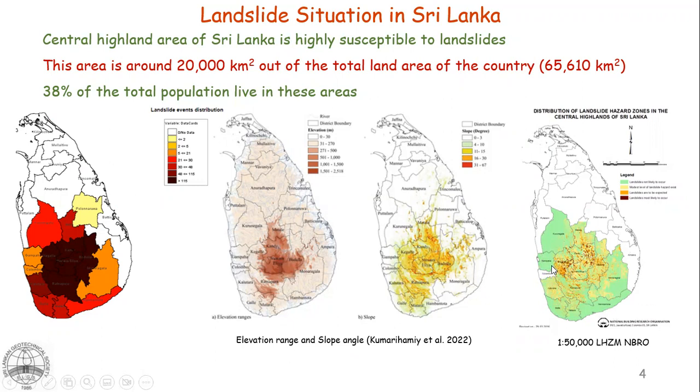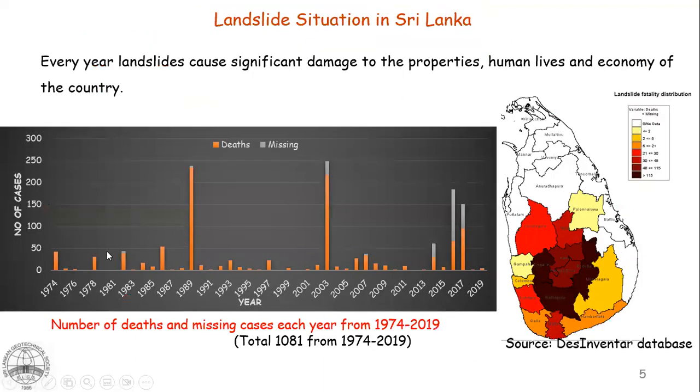The higher risk areas of landslides are in the areas of dark brown, then less in the lighter brown, and in the green areas it is much lower. These 3 match very well with the actual landslides occurring. In Sri Lanka, landslides mainly occur in the central highlands, and they are triggered by excessive rainfall. This is a record of landslide events causing deaths and missing people from 1974 to 2019.